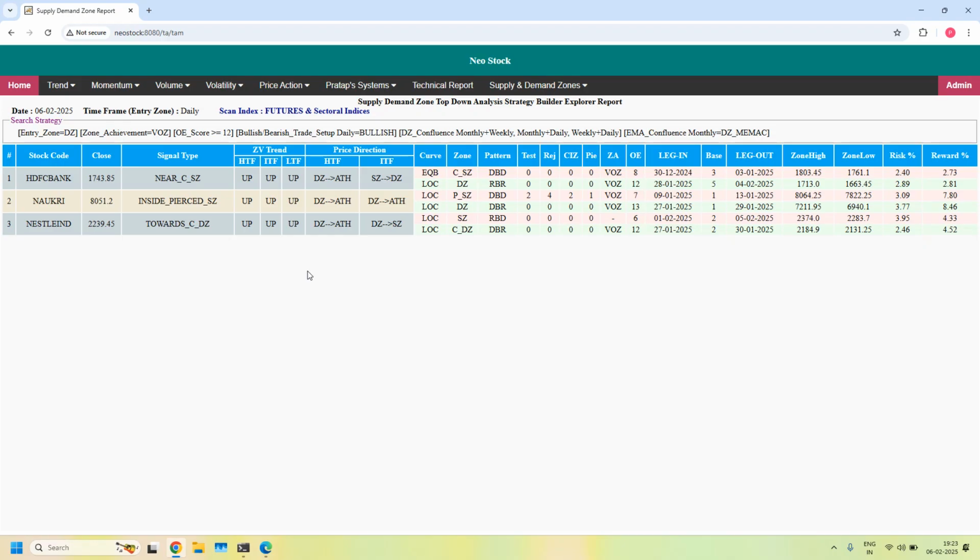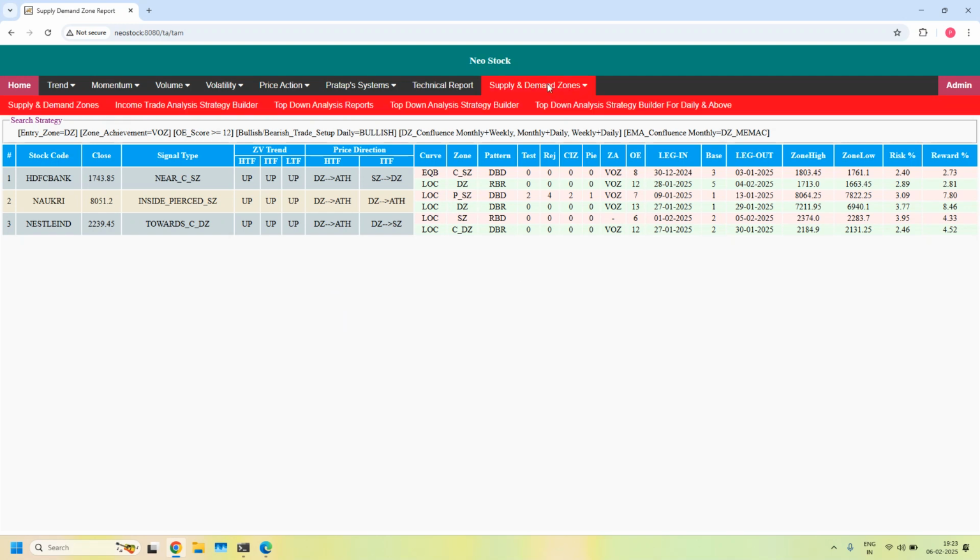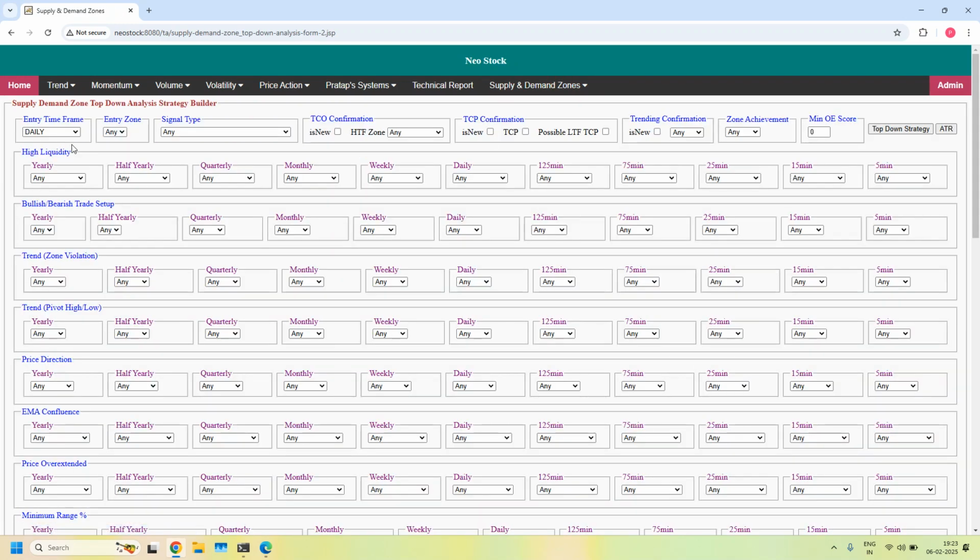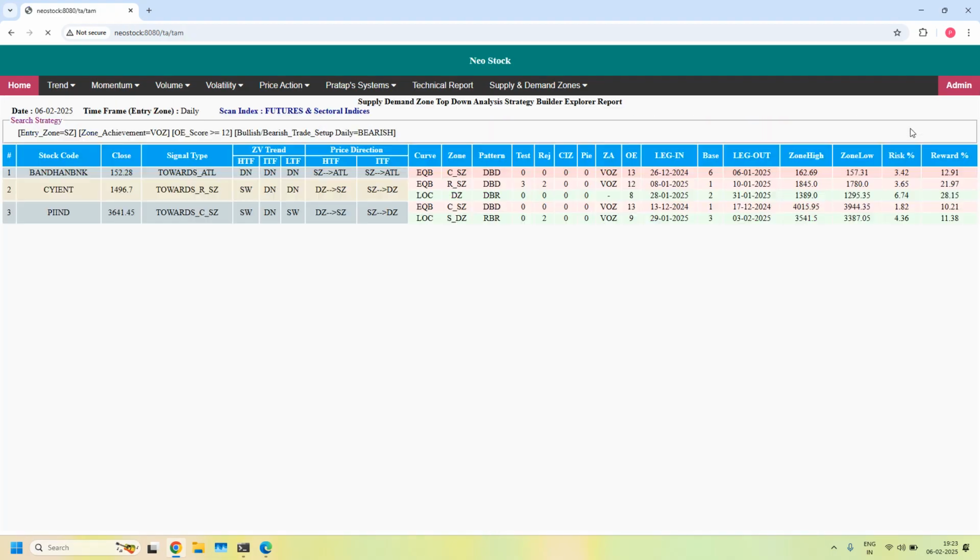Next, bearish trade setup for monthly income trade. Entry time frame daily, entry zone supply zone. In bullish or bearish trade setup at entry time frame daily, I am selecting bearish. Zone achievement, I am selecting VOZ. Minimum odd enhances score 12. We got 3 stocks. And these 3 supply zones, daily supply zones, are supporting bearish trade setup for monthly income trade.